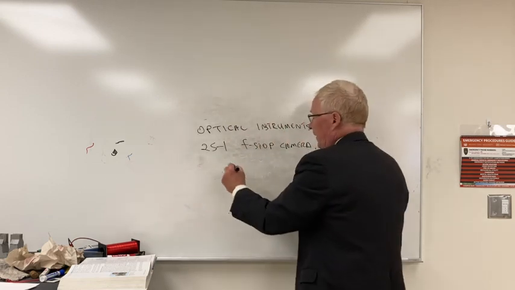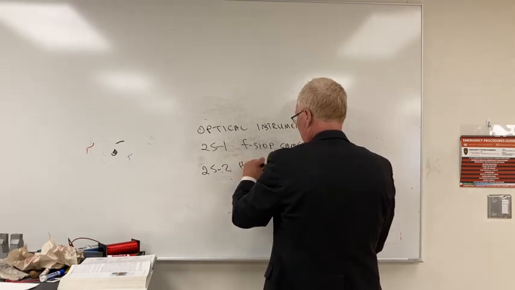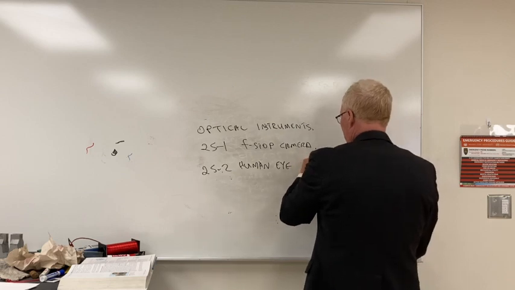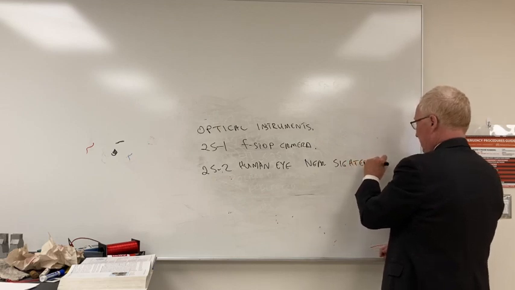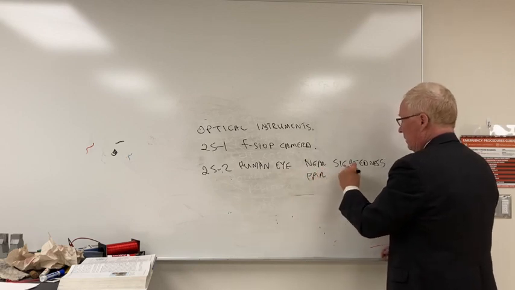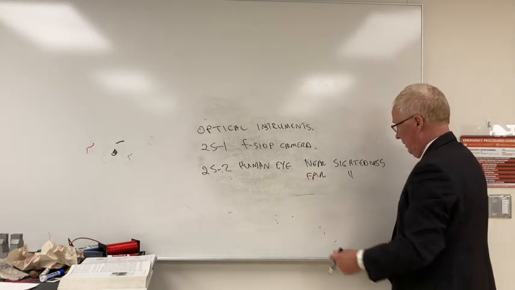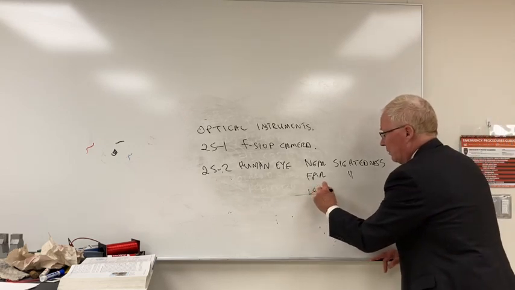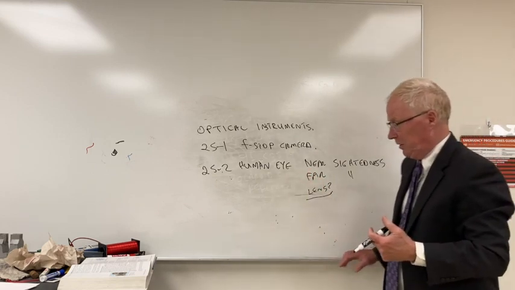25.2, the human eye. Included nearsightedness and farsightedness. What's the difference between the two and how do you correct for both? We talked about that earlier, and the kind of lens for each one. Which one goes with which? I talked about that in lecture, chapter 25.